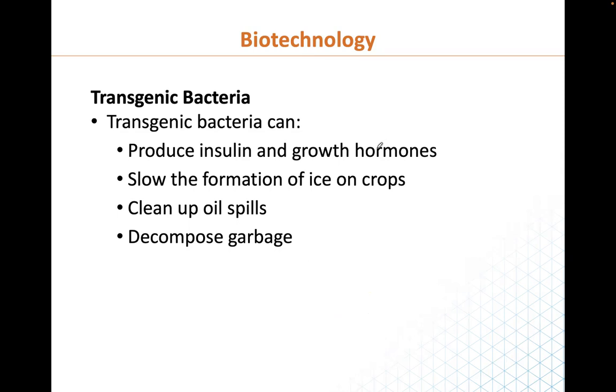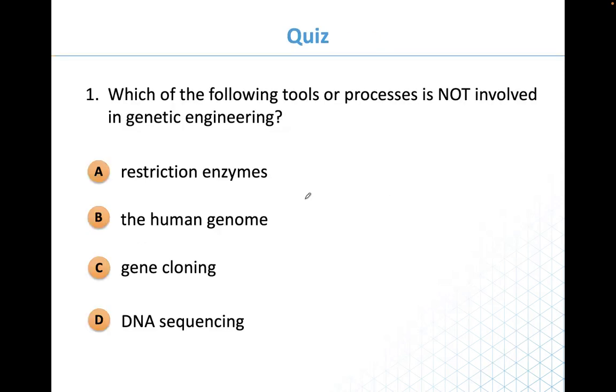Transgenic bacteria can be used to produce insulin and growth hormones. They can help to slow the formation of ice on crops too. They can help to clean oil spills. For example, where there's oil spillage on the ocean, we can generate some bacteria and take them to those places to help clean up by breaking down the hydrocarbon composition of the oil and allowing it to dissolve in the water. We can also use them to decompose garbage. We can put some transgenic organisms in the garbage to help break down its contents.